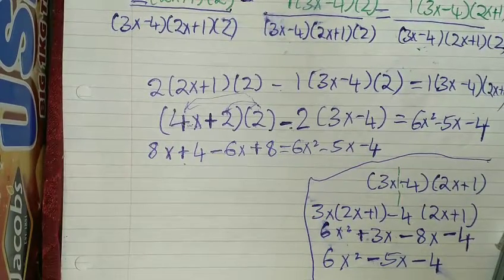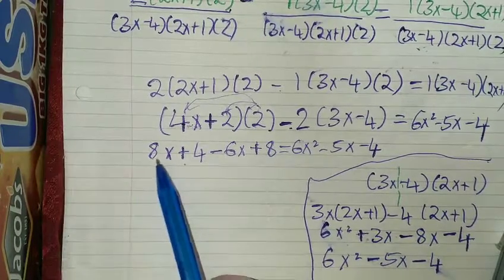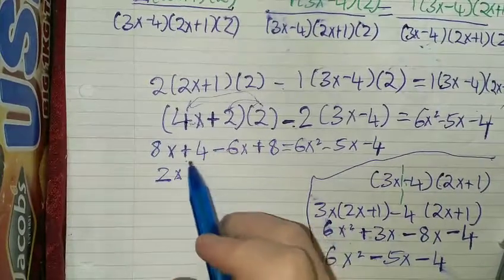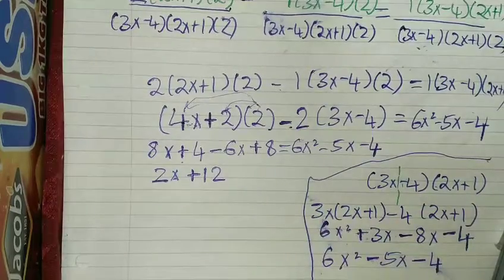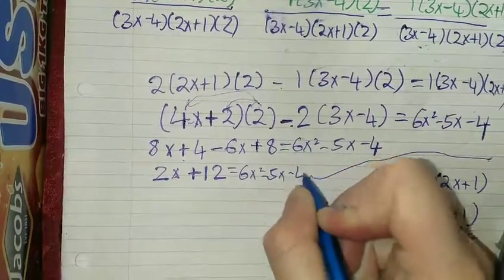So now I'm going to simplify it a little bit first. I have 8x minus 6x, so that's going to be 2x. I have 4 plus 8, so that's going to be plus 12. So that is equal to 6x squared minus 5x minus 4.